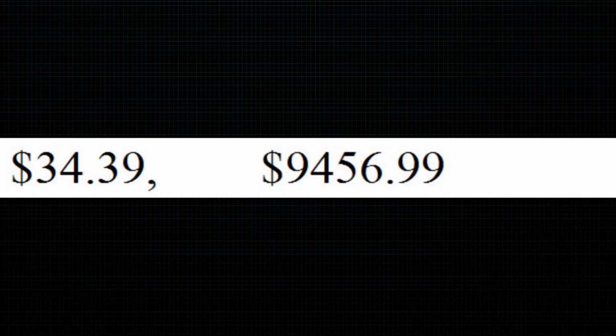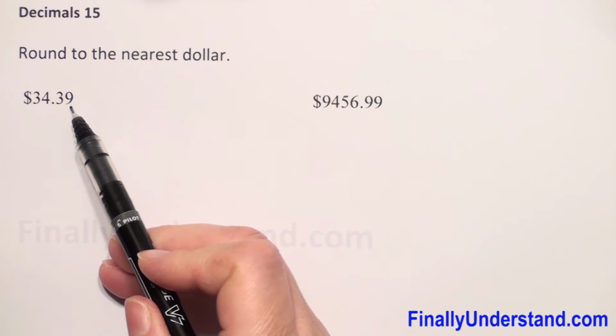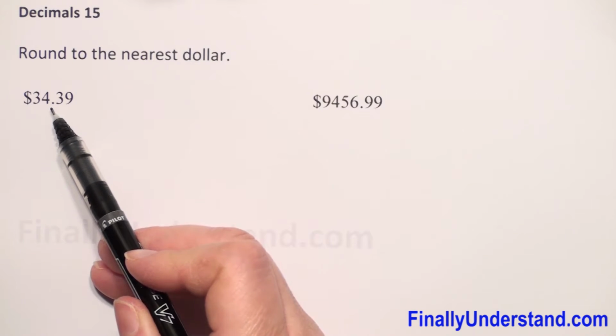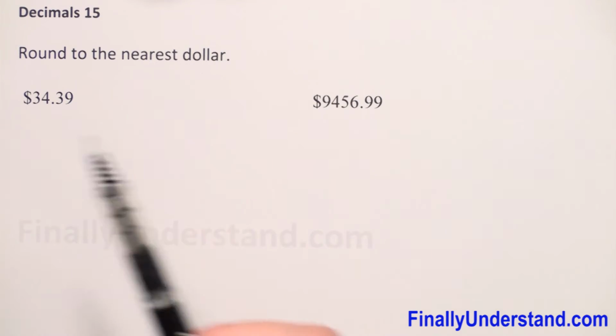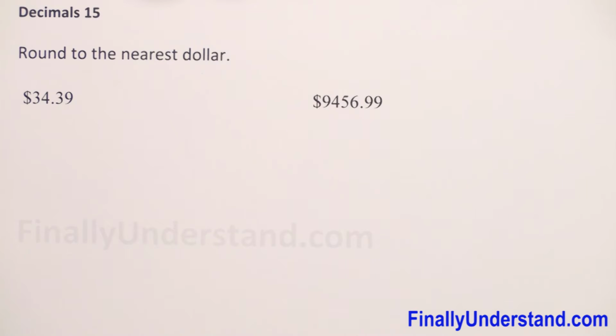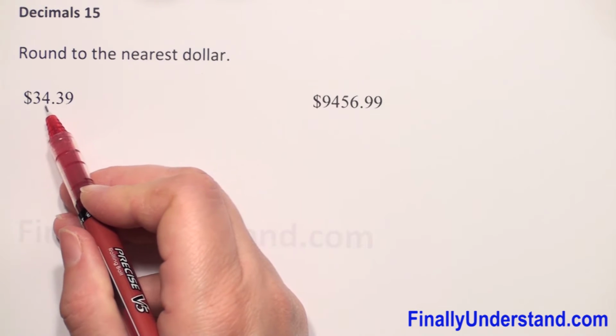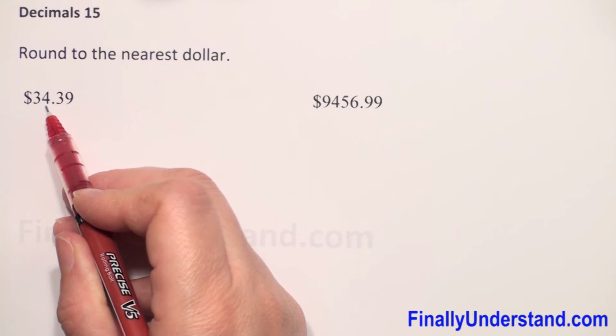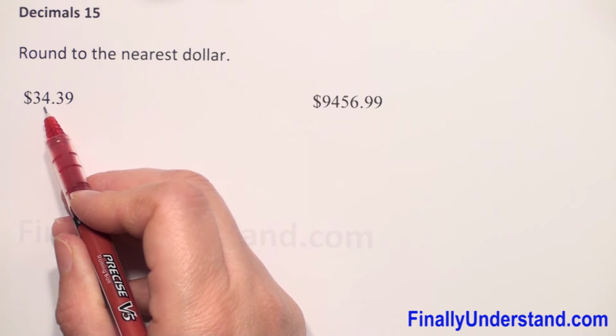We have to round to the nearest dollar. We have $34.39. When we have to round to the nearest dollar, it means we don't want any digits after the decimal point. So the last digit which we need is before the decimal point, which is 4. So we need to round our number to the ones, because the first digit before the decimal point is ones.